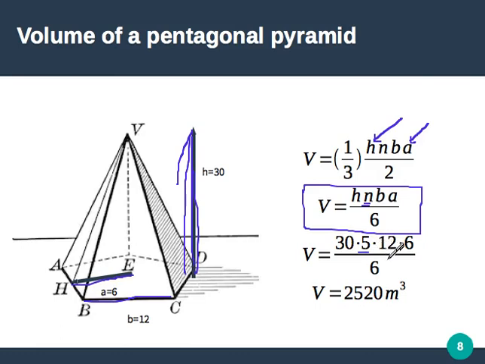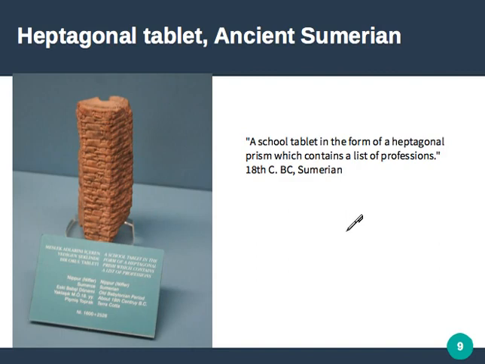It's going to have a value of 5. So the height is going to be 30, the B is going to be 12, and the apothem is going to be 6. Then you multiply all of this, you have to divide by 6, and you're done.